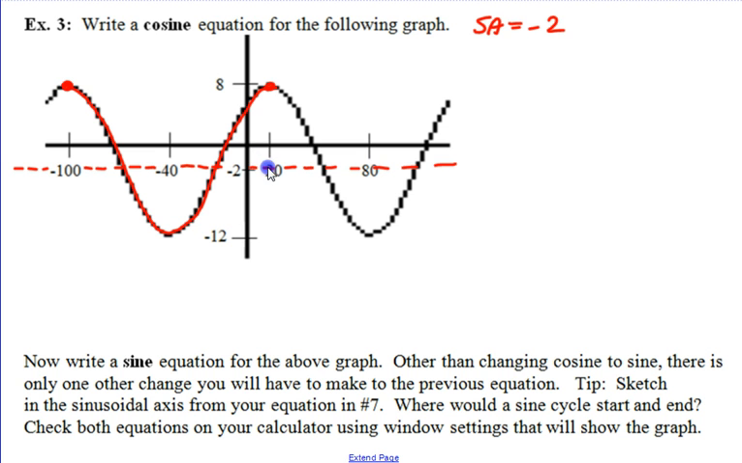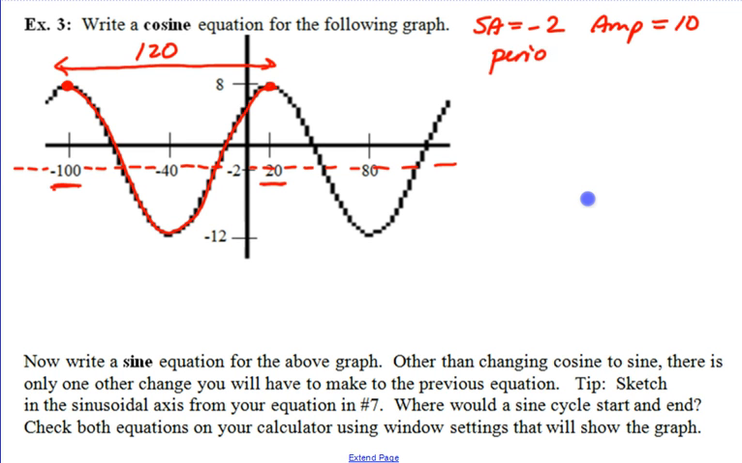The amplitude is the distance from the sinusoidal axis up to the high point, so the amplitude is 10. The period is the distance it takes to complete one cycle, and we go from -100 to +20, so this is 120 units. So the period is equal to 120.